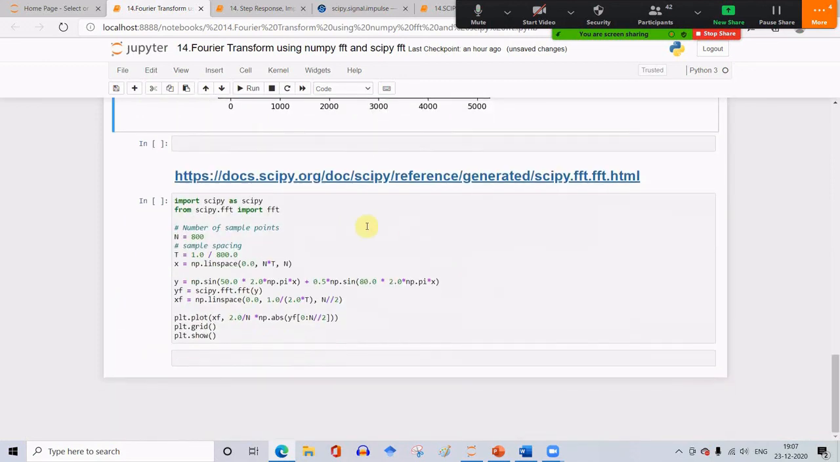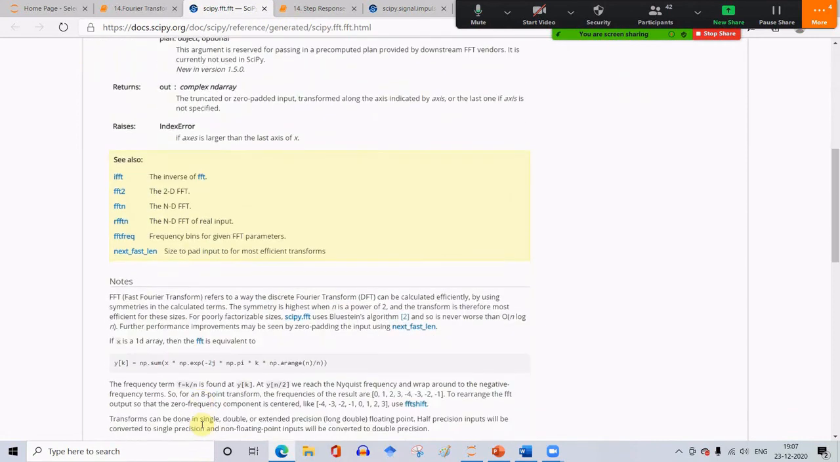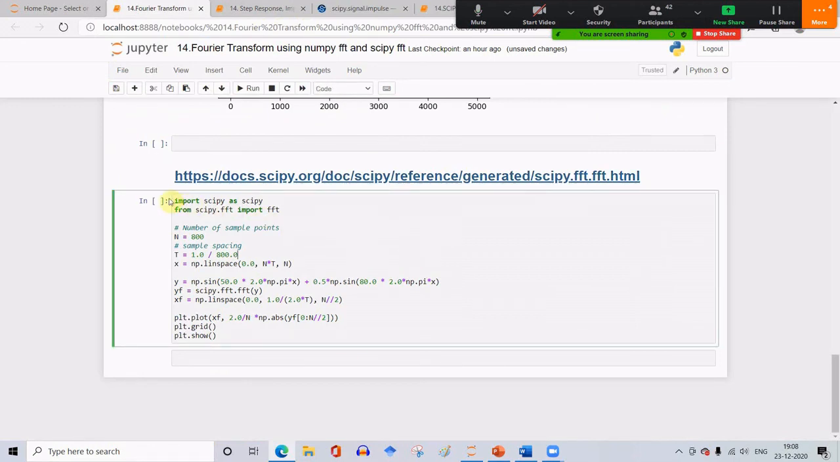Okay. Next, FFT using the SciPy package. So the subpackage is the fft package. Go to this documentation. So scipy.fft.fft, and the first argument is the signal whose FFT you want to find, and all the remaining ones you can neglect and leave at default at this point. Then later on you can explore and understand what each of these does and use them in case you need to. Okay. So import scipy, and from scipy.fft import fft.